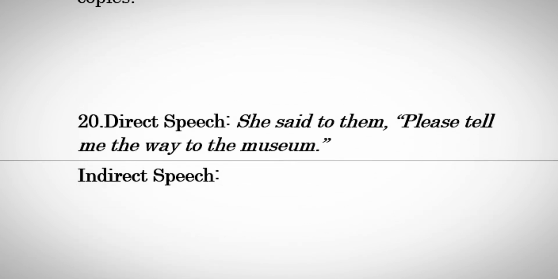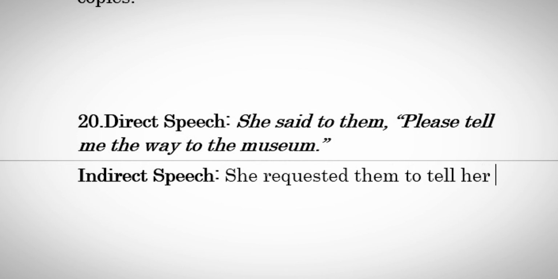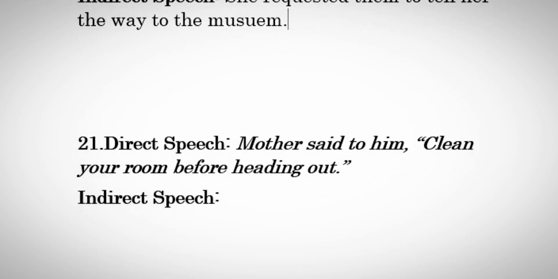Direct speech. She said to them, please tell me the way to the museum. The indirect speech for this one will be, she requested them to tell her the way to the museum. Alright, now we will see the next one.